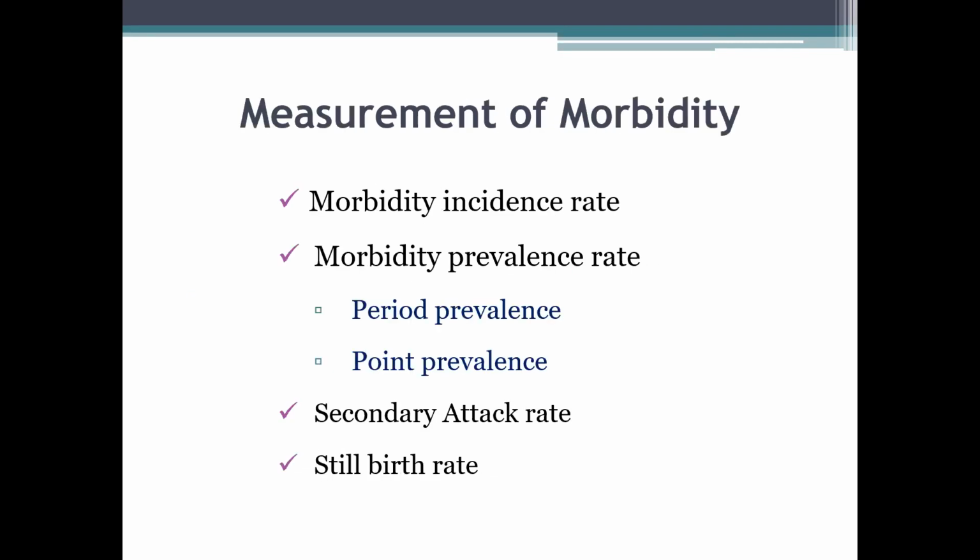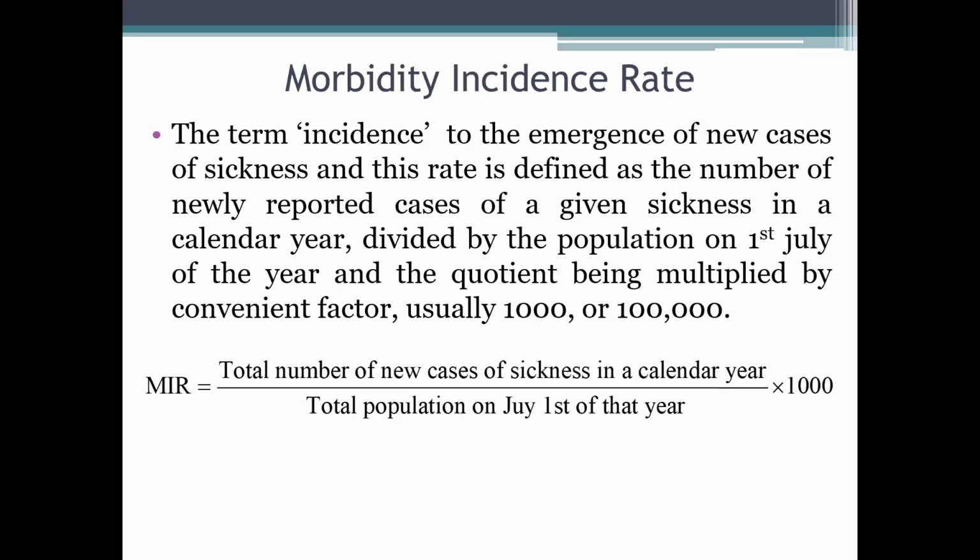Next, measurement of morbidity. To measure morbidity, we use the morbidity incidence rate, morbidity prevalence rate, secondary attack rate, and stillbirth rate. The morbidity prevalence rate has two types: period prevalence and point prevalence. First, we will see the morbidity incidence rate. To calculate it, the total number of new cases of sickness in a calendar year is divided by the total population on July 1st of that year, multiplied by 1000 or 100,000. This is the formula for morbidity incidence rate.